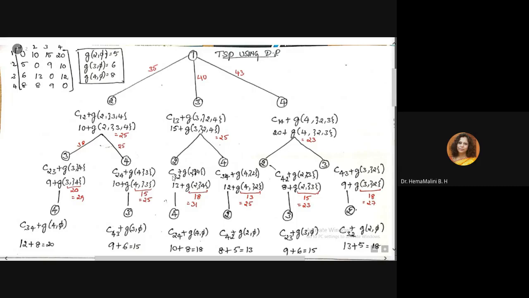Now the next node, okay, from 3 to 2 if he is going, it is C of 3 2 plus he is in 2. Where he will go next? 4. So G of 2 comma 4. Come to this. So 1 to 3, 3 to 4 he is going. C of 3 4 plus G of, he is in 4 now. 4 comma remaining is 2. Now this is if he is going 4 to 2, then C of 4 2 plus G of, he is in 2 now. 2 remaining city is 3.